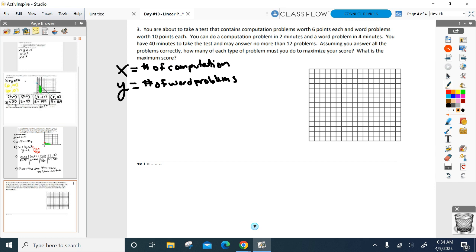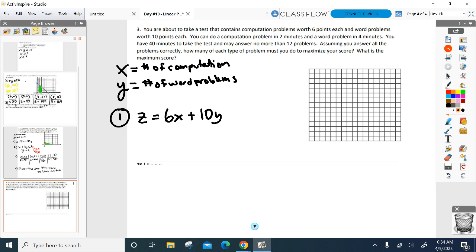Nice. Because there's no money involved, how do I get the Z one now? Usually when I see the money, I just throw that into the Z equals. Remember, you want the highest score possible. What am I going to attach to the computations then? Point score, which is 6. So 6x, 6 points a computation, plus what about your word problems? Everyone see why I'm attaching the 10 and the 6 for the Z? Because that's going to get me my max score here.